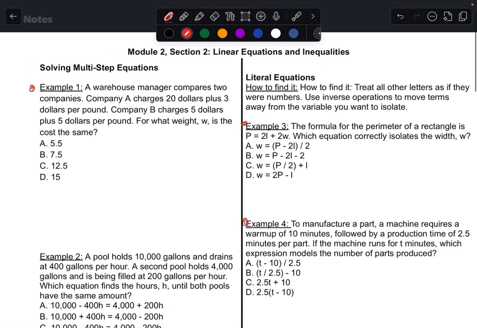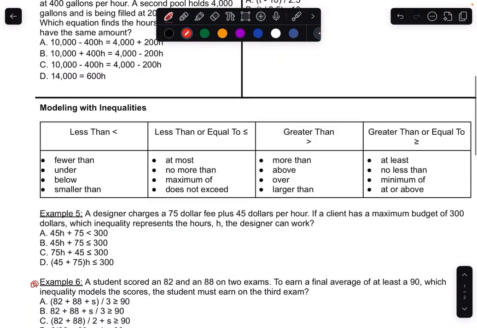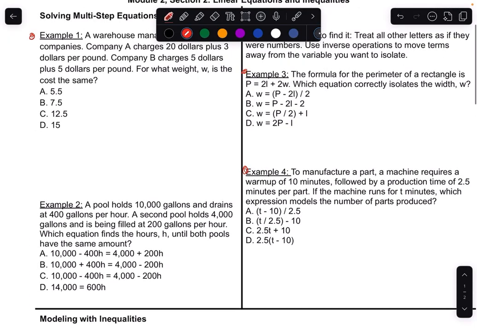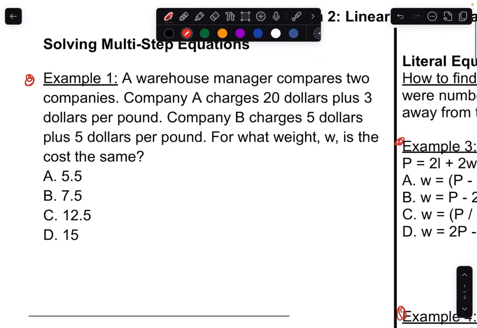On number 1, I'm going to talk about 1, 3, 4, and 6. So if you have questions about number 2 and 5, please let me know. Number 1, we've got a warehouse manager comparing two companies. Company A charges $20 plus $3 per pound.